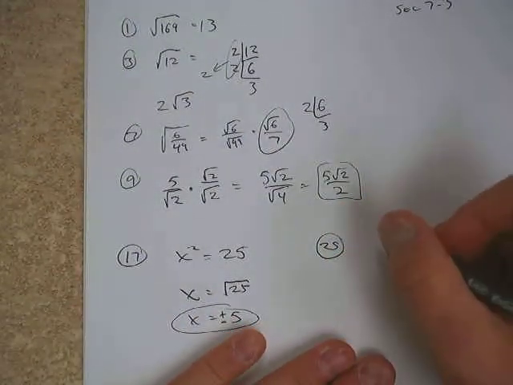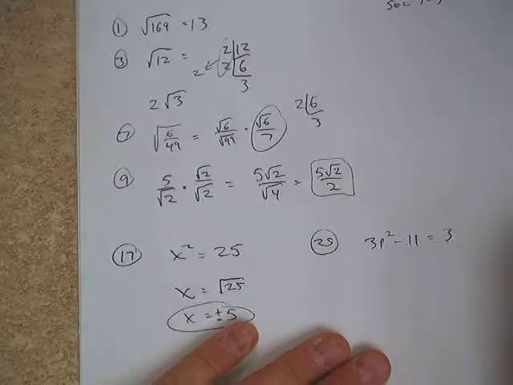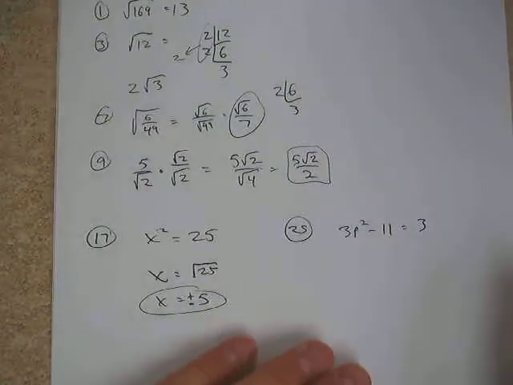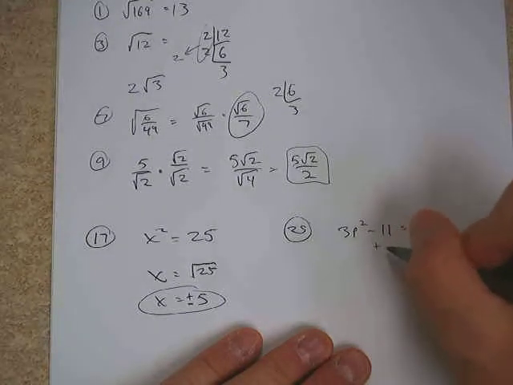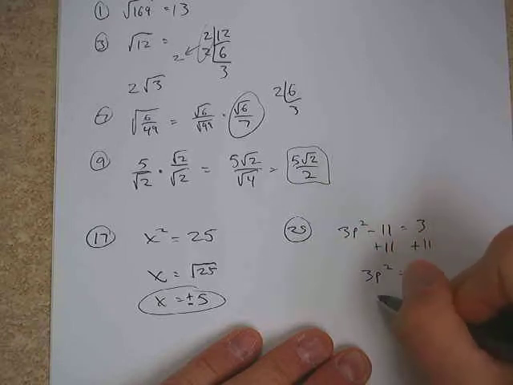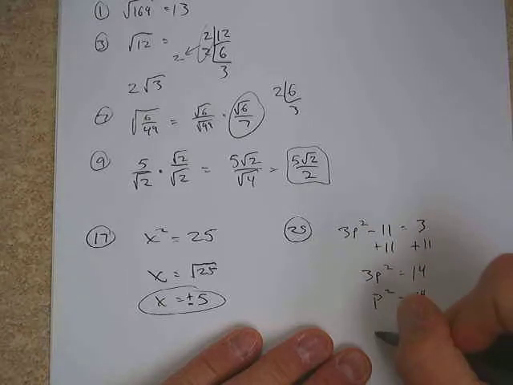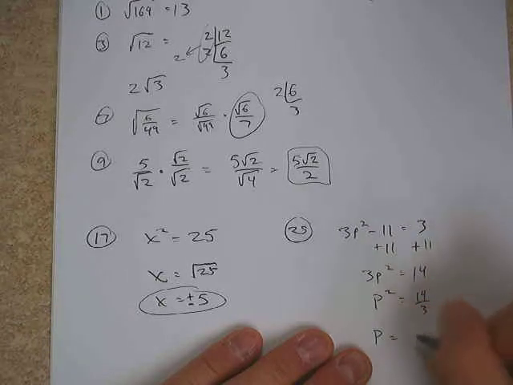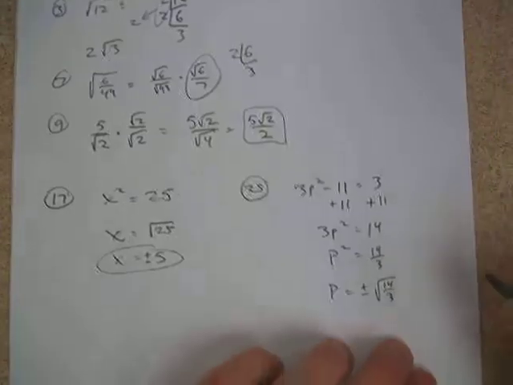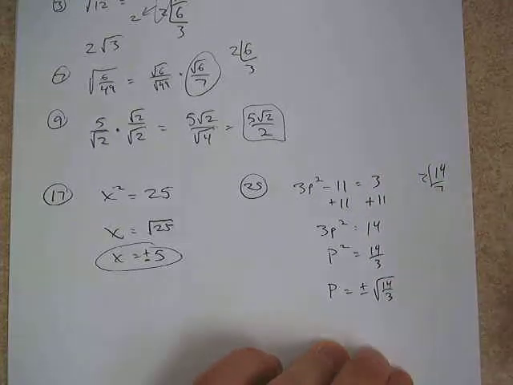Okay. And if we look at another example of that, say number 25 for instance, we have 3p squared minus 11 equals 3. And again, you'll notice there's no p term here, so our general strategy is to get the p squared alone. So if we add our 11 to both sides, we get 3p squared equals 14. And if we divide by 3, we get 14 over 3. And if we take the square root, we get plus and minus the square root of 14 over 3.